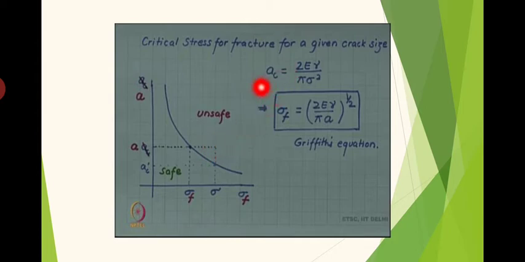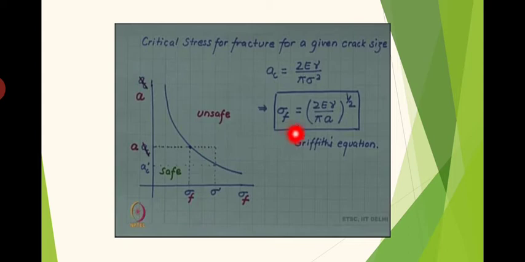So from the same equation AC equal to 2E gamma by pi sigma square, I can write the equation for the fracture stress. Sigma square I am taking to this side and AC is going to the other side. So sigma f square equals 2E gamma by pi a, and the root is taken to the other side. So sigma f equal to (2E gamma by pi a) all raised to 1 by 2, or the root of this value. That is Griffith's equation. This equation is called the Griffith's equation. So if I know the size of the crack, I can calculate the maximum stress or fracture stress, or up to what stress the material will withstand without any crack propagation.